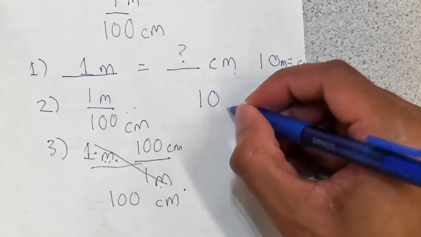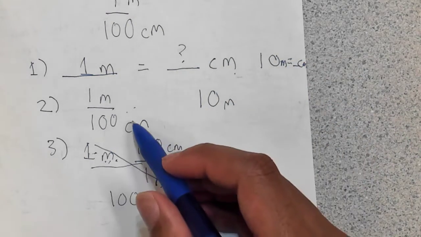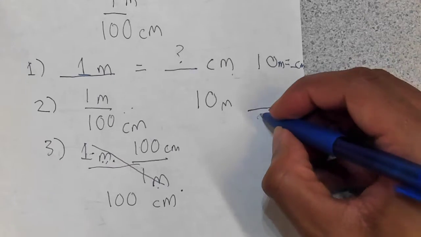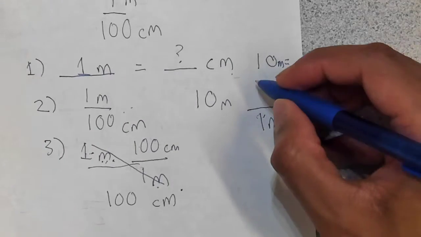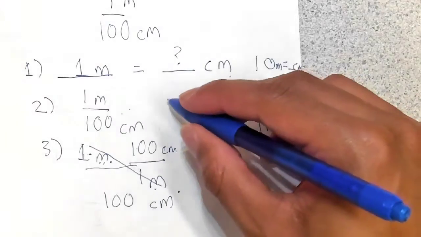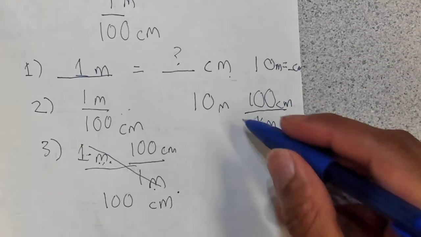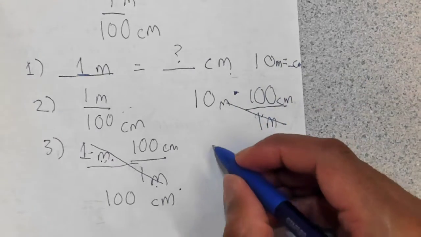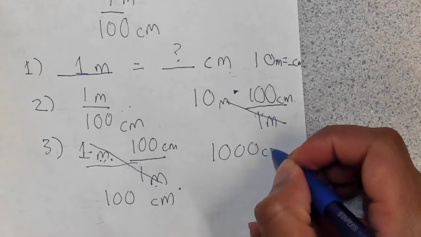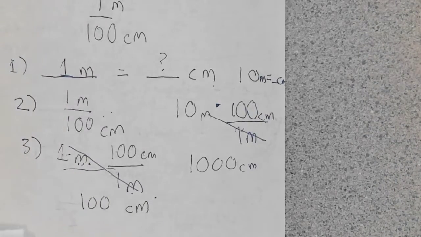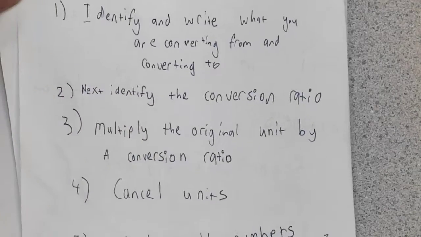Step number 3, multiply the original unit by a conversion ratio. Here's the original unit, meters. We need to multiply by the conversion ratio. Once again, we're going to do it in a way that makes our life easy, canceling out units. We're rewriting this ratio in a way that accommodates what we want, which is for these to cross out. We're writing it 100 centimeters over 1 meter. Now these units cross out, and it's just 10 times 100 centimeters. It's just 1,000 centimeters. 1,000 centimeters is equal to 10 meters. And that's our answer.